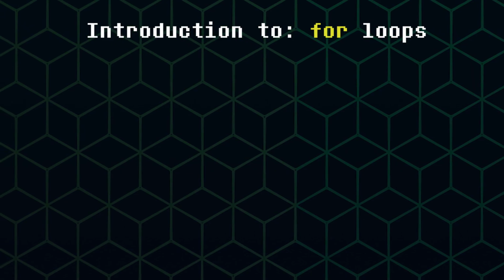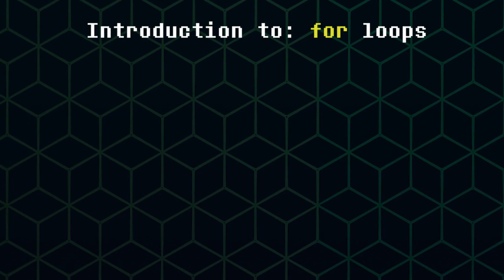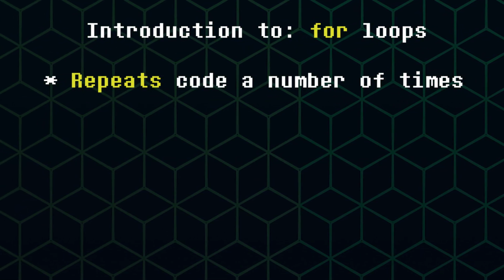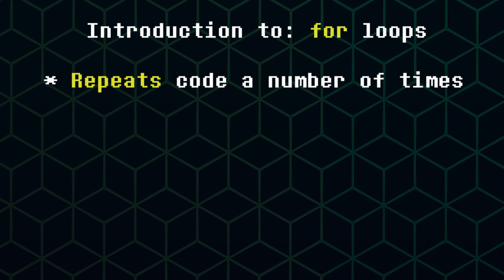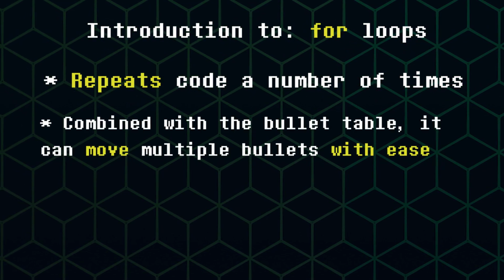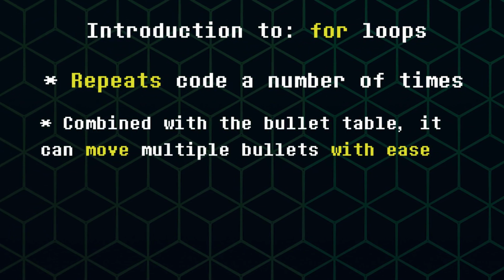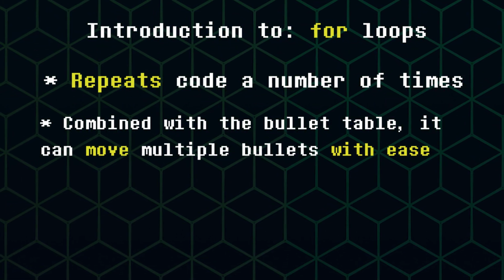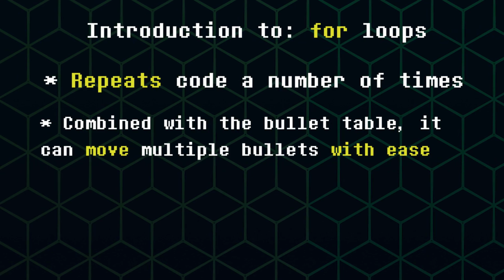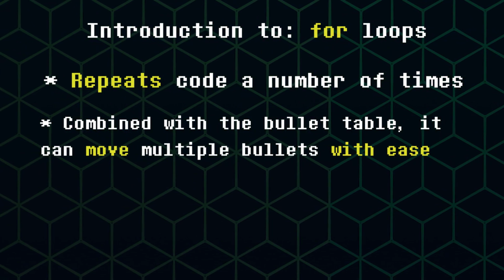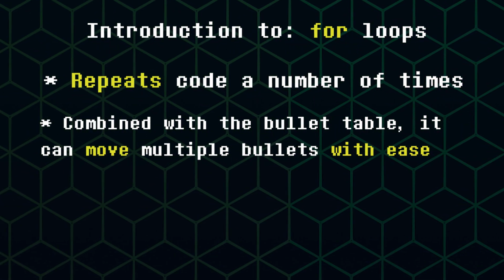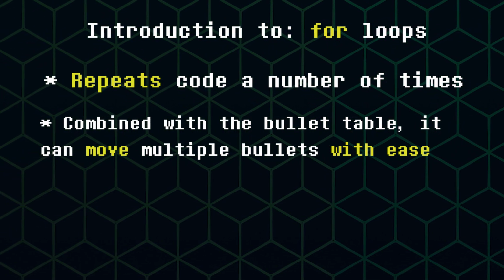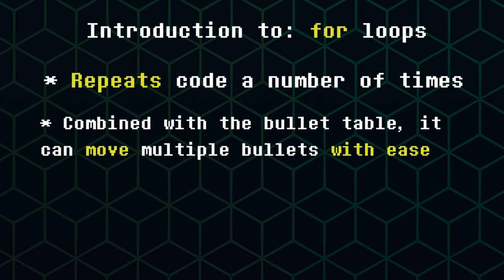Let's move on to the other big topic of this episode, for loops. A for loop repeats the code inside of it a certain number of times. If we combine the bullet table with loops, we can move and spawn all of our bullets without writing duplicate code, which is time-consuming to edit, as I've demonstrated earlier. We'll write 2 for loops in this episode, one for spawning a row of 5 bullets at the top of the arena, and one for moving all of the spawned bullets. Let's focus on the spawning loop first.